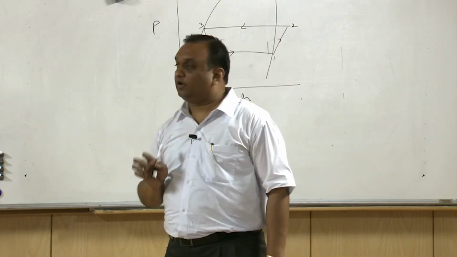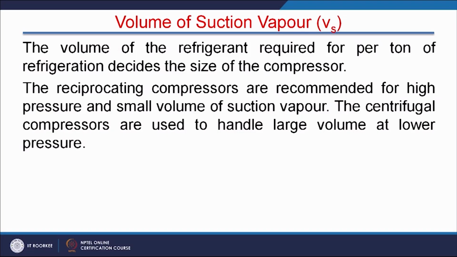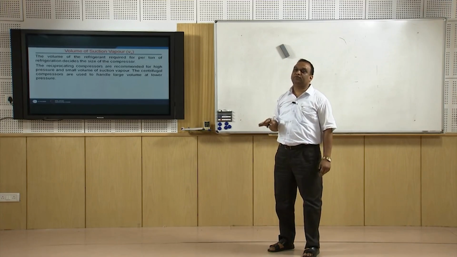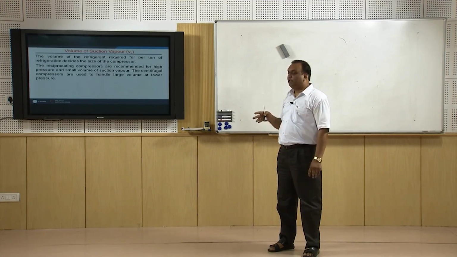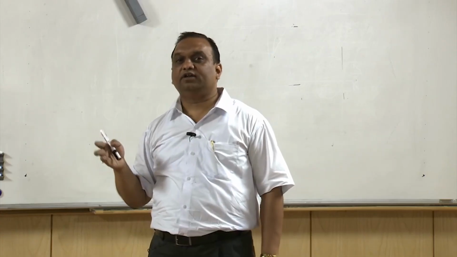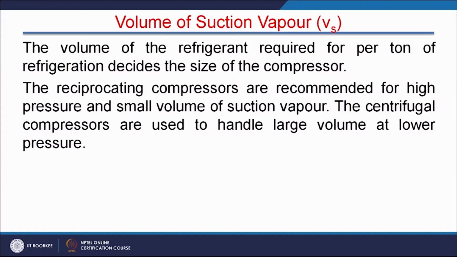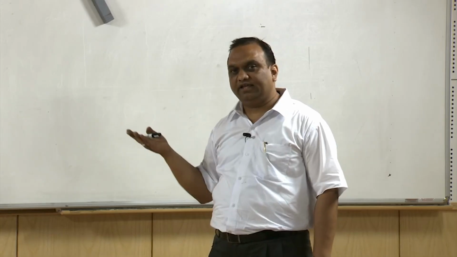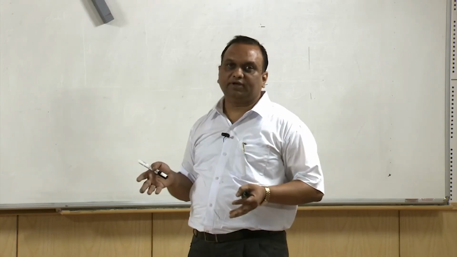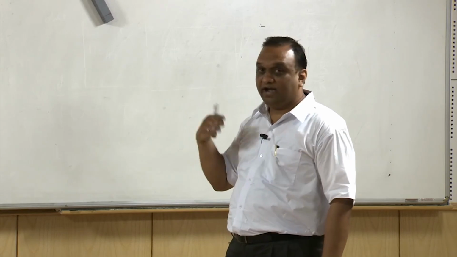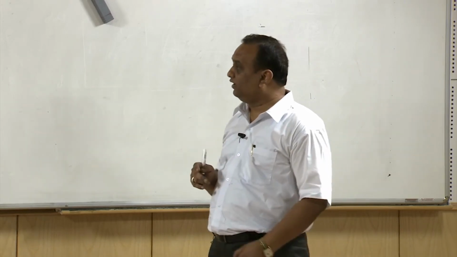Volume of suction vapor. Regarding the volume of the suction vapor, we have to compromise. If the pressure in the evaporator is very low, the volume will be large. For handling large volumes of vapor, for large capacity systems, centrifugal compressors are used. But the cost of compression increases. Again I am repeating, if we go for higher pressure in the evaporator, in that case the system will become robust and the cost of handling the vapor through the compressor will reduce.